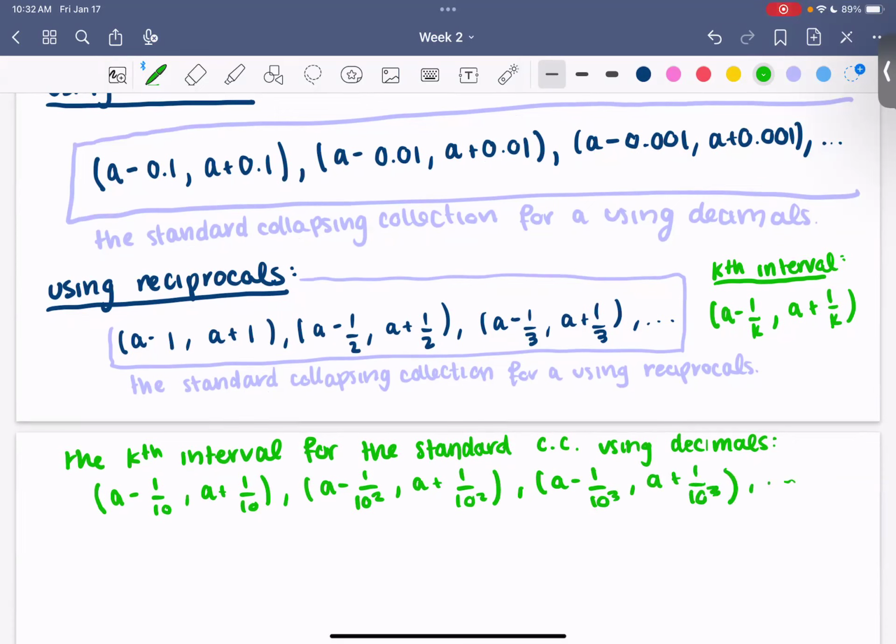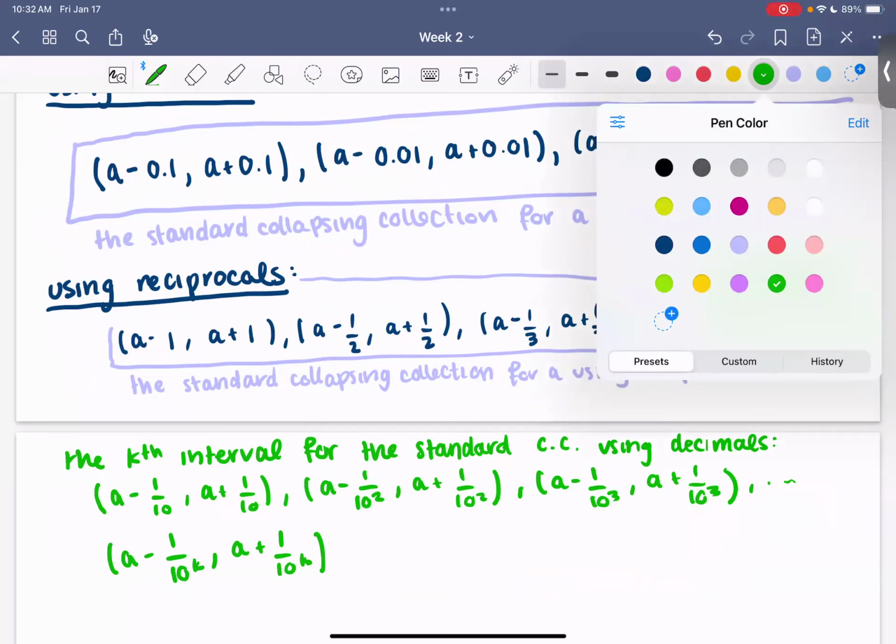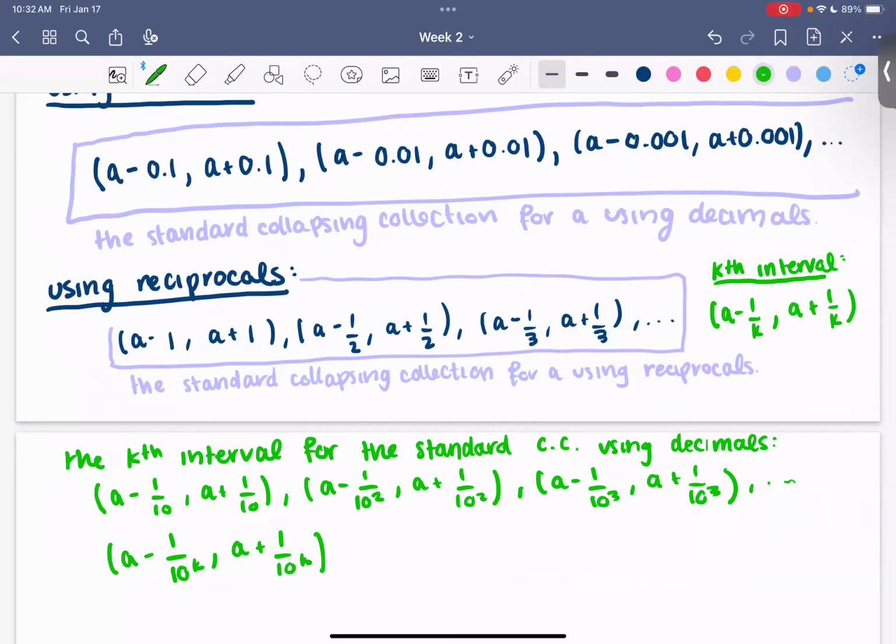So the kth one would be a minus 1/10 to the k, just because in the first one I had 10 to the 1, and then I have 10 to the 2, and then 10 to the 3. So the kth one will have 1/10 to the k, up to a plus 1/10 to the k. I feel like this green color is coming up a little bit like neon on the screen. I'll change it later.